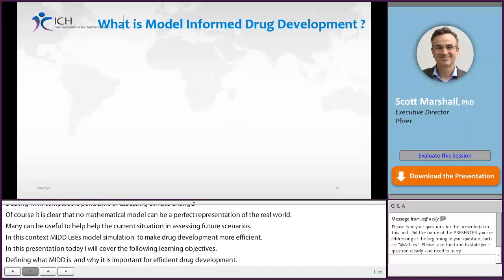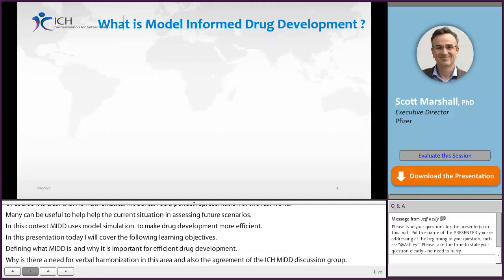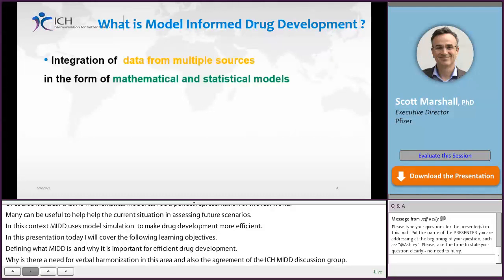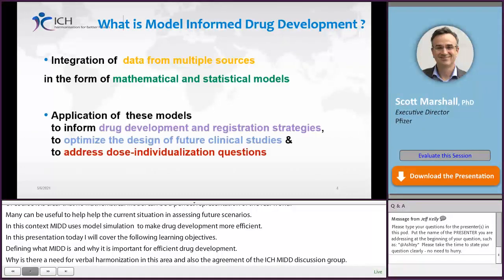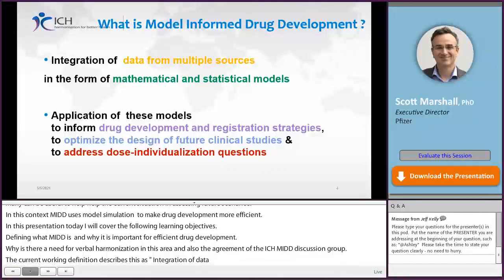The current working definition of MIDD from the ICH MIDD working group describes it as the integration of data from multiple sources in the form of mathematical and statistical models, and the application of these models using simulation to inform drug development and registration strategies, to optimize the design of future clinical studies and to address those individualization questions. I'll now go into the coloured text in a little bit more detail.